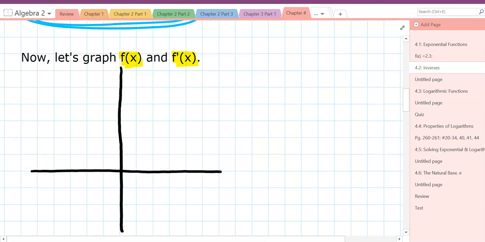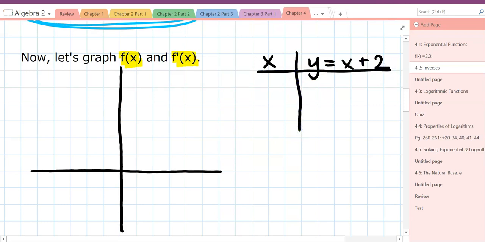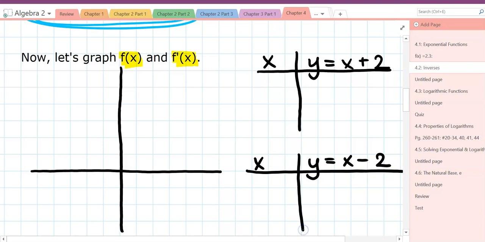Okay, I'm going to make two separate XY charts. One of them is going to be for that original function that said x plus 2. The other one is going to be for our new function which said x minus 2. Okay, and I'm not going to get super fancy here. I'm just going to put in a couple numbers. And I'm just going to go off of my first one. So up there where it says x plus 2.